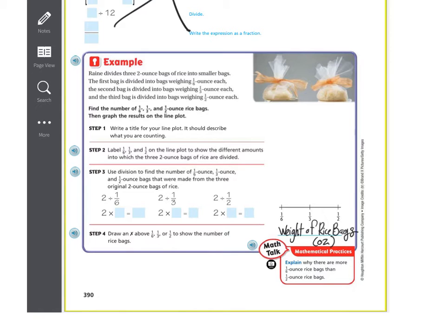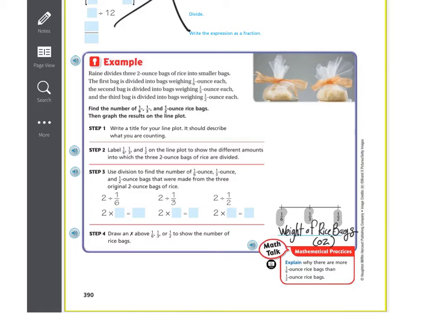Okay, so now it says to label 1/3, 1/6, 1/3, and 1/2 on the line plot. If you can see, they did that over here. And again, you want to make sure that it's showing that it's in order from least to greatest. So 1/6 being the least, and then 1/2 being the greatest.